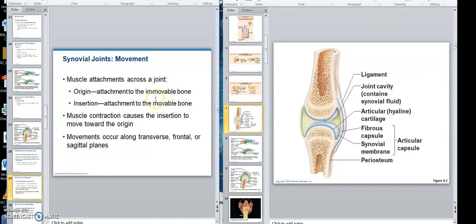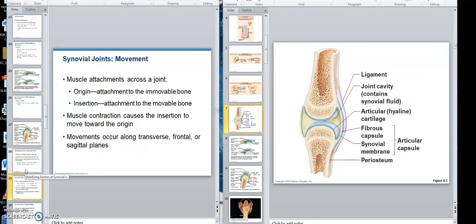And the insertion is at the more mobile. So like you take your deltoid, your shoulder, at the shoulder area the origin would be at the bones there. At the humerus, which is more mobile, that would be where the insertion is. Muscle contraction causes the insertion to move towards the origin. Okay? And we'll look at that when we do a few muscles.